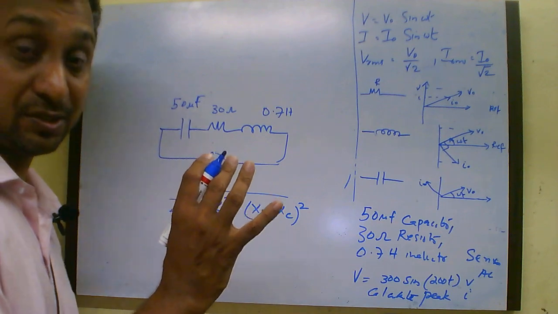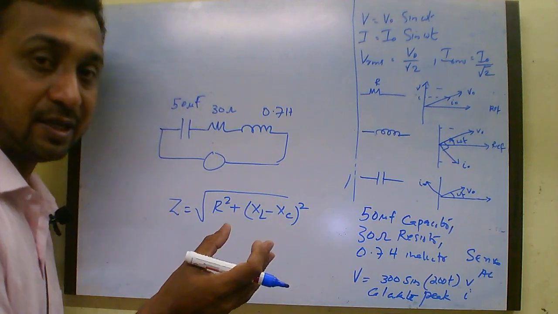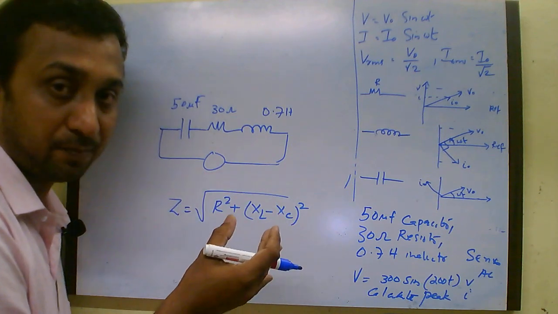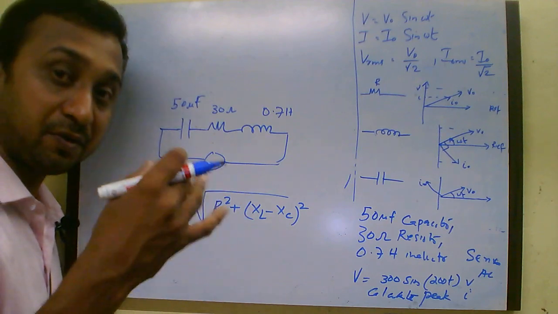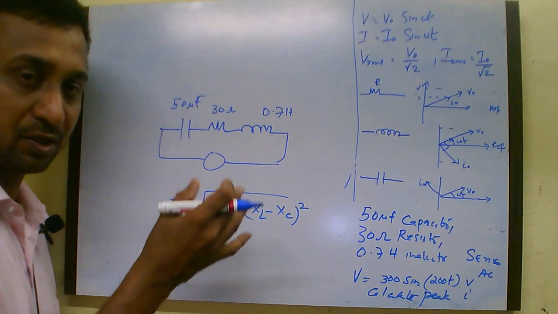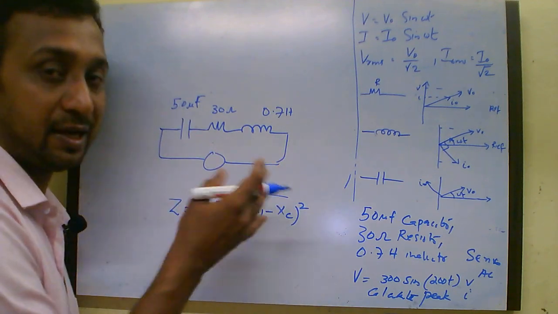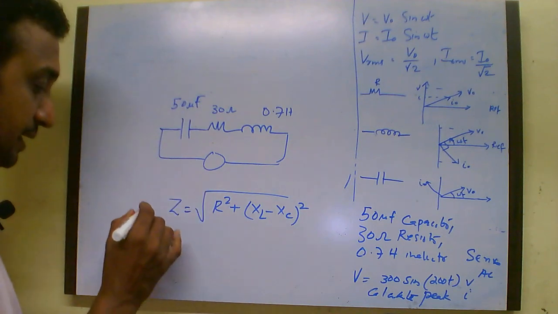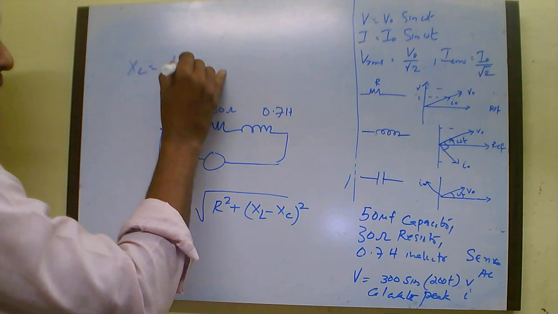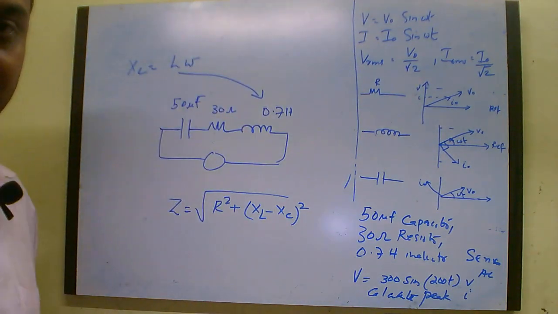See, XL minus XC is an assumption that the circuit is behaving more as an inductive circuit compared to a capacitive one. If it had a more capacitive nature, then it would be XC minus XL. In this particular case, we believe that it is more like an inductive circuit. Now XL, as we have already discussed, is equal to L omega. Only the L value is given here, L is 0.7 Henry.